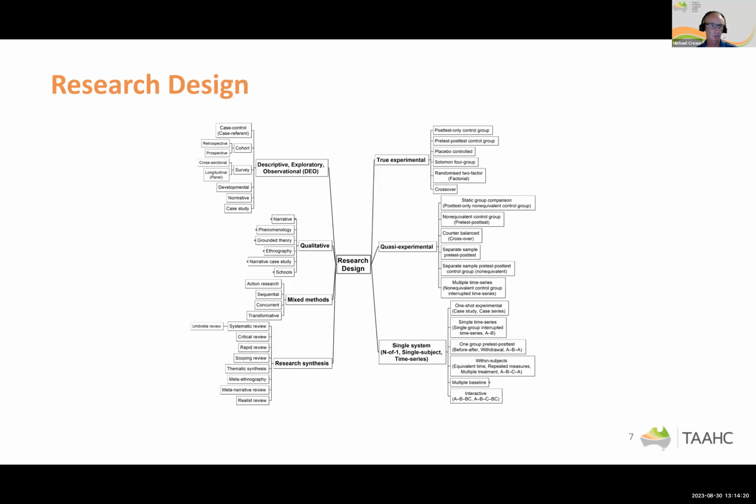So that's the research problem. Then you get into the research design, and I know this one is way too small. I'm actually going to split it up as we go through it. And what I'm going to do is first look at the quantitative research designs, then qualitative, and then other things beyond that.